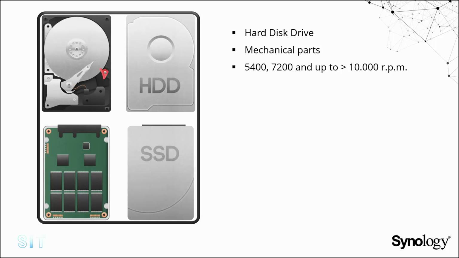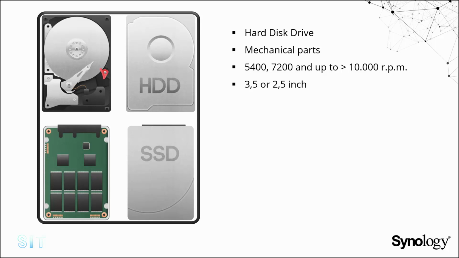The speed depends mainly on the rotation speed of the platters. Classic hard drives operate platters at 5,400 to 7,200 rotations per minute in home and business environments, whereby there are also high-performance hard disks that operate at more than 10,000 rotations per minute.